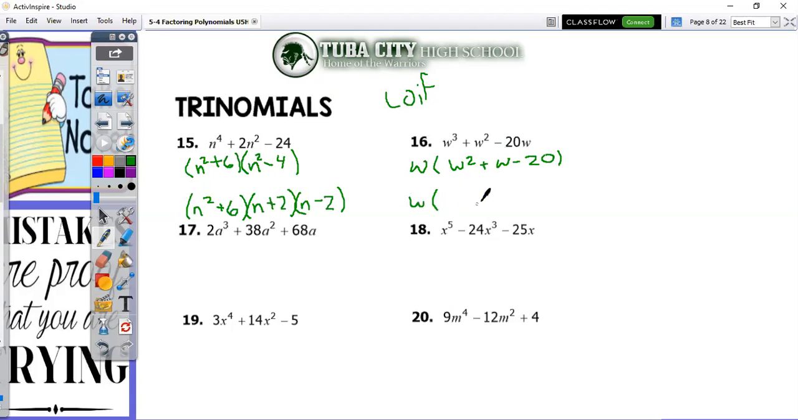But this should allow us to factor it out. So starting off with our last number, I need two numbers that multiply to negative 20. And remember, the only way to multiply to get a negative is if you have a positive times a negative. Because negative times negative is positive, and positive times positive will give you a positive.